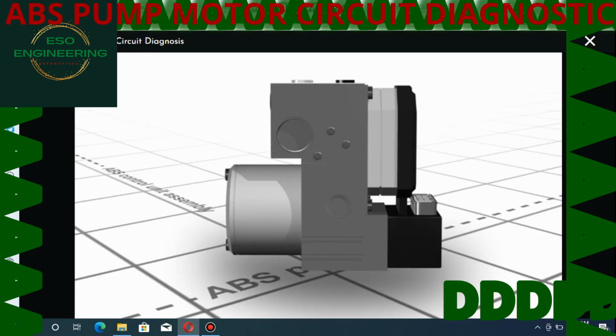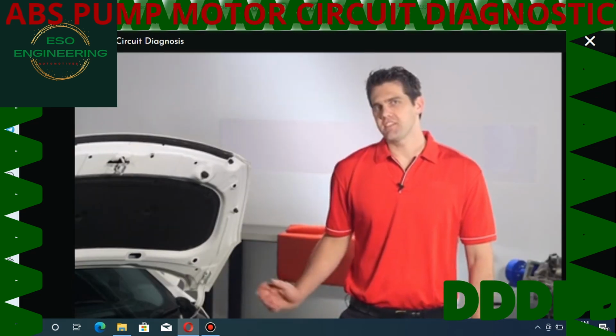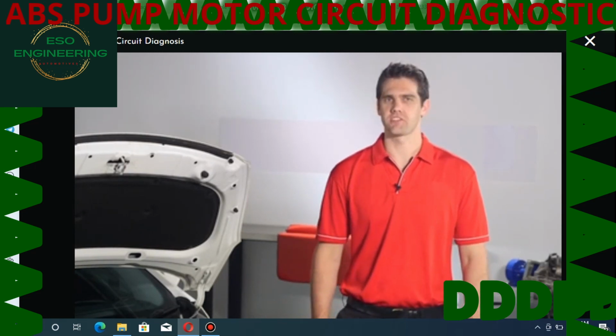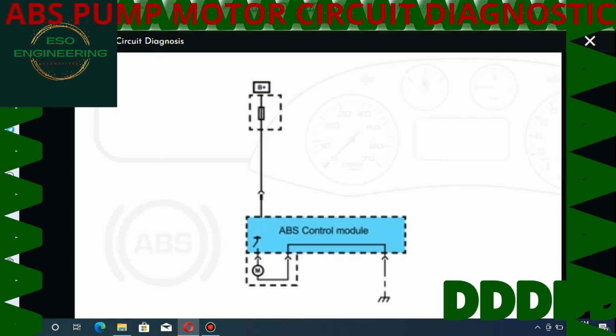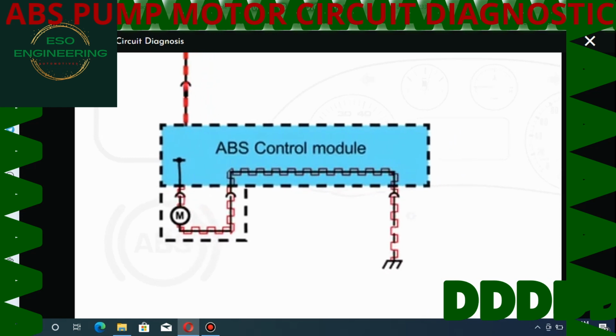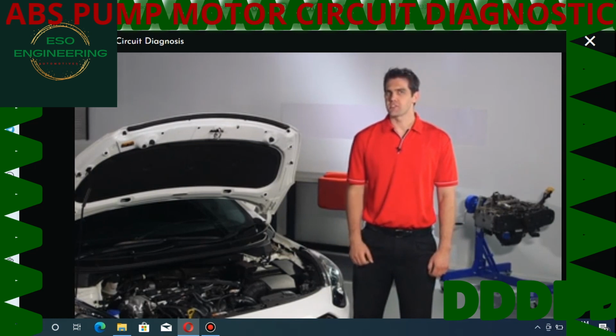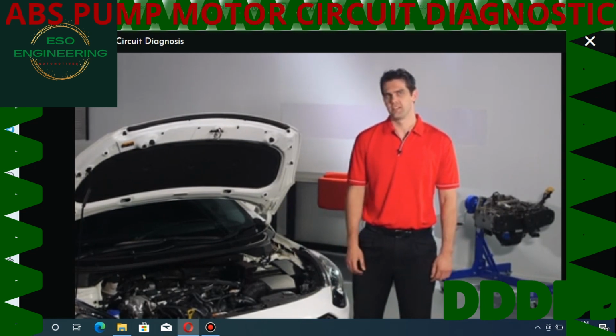The ABS pump motor is an integral part of an ABS control unit assembly. Before testing, we need to understand how the system works. Let's have a look at a diagram. 12 volts is supplied to the ABS control module from the fuse box. Ground is supplied to the module direct from the chassis. The hydraulic pump is operated by a high-side driver within the ABS control module. When the ABS is activated, this driver is pulse width modulated to control pump speed and pressure. In some systems, the pump motor circuit can be controlled by a relay.